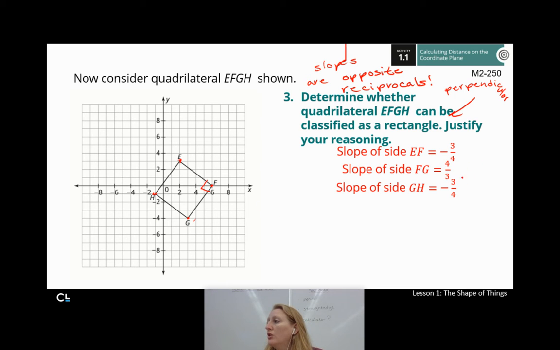Ooh, these are also opposite reciprocals. That's a right angle too. Oh, this is good. If I can show these are all right angles, we're going to be doing great.